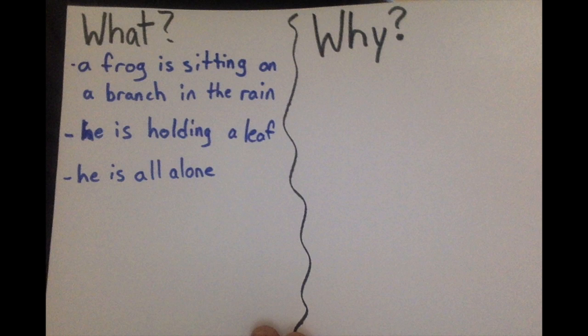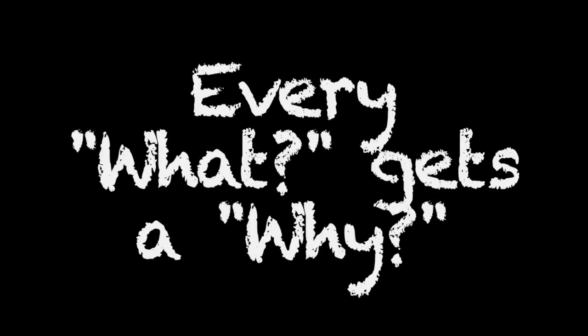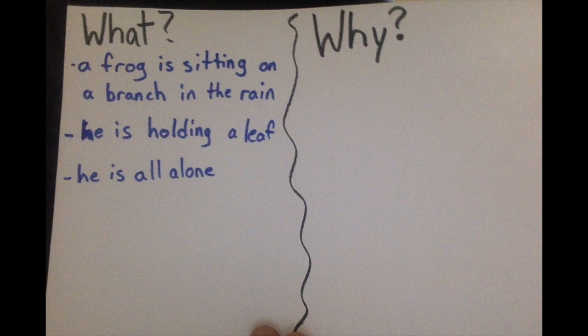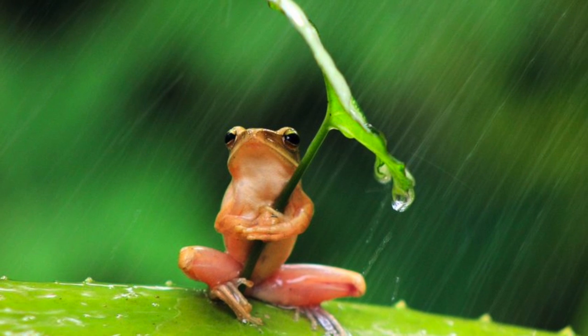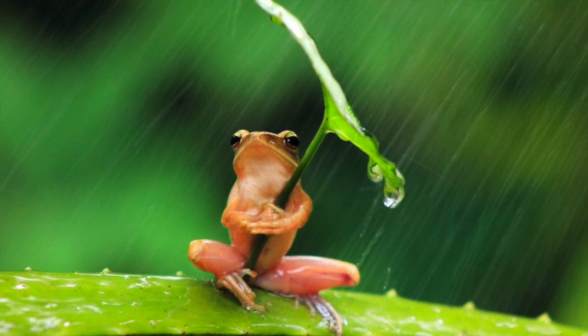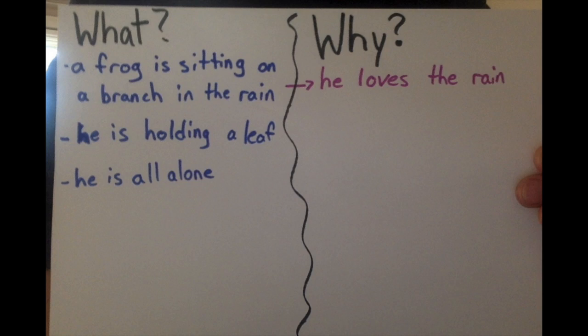Now that I can't think of anything else to add for what is happening in the picture, it's time to fill in our why section. And the most important thing to remember is that every what gets a why. This means that for every what that I wrote, I have to write one why. For instance, the first one says, a frog is sitting on a branch in the rain. I'm going to pretend someone just asked me why, and I've decided that he's sitting on the branch in the rain because he loves the rain.